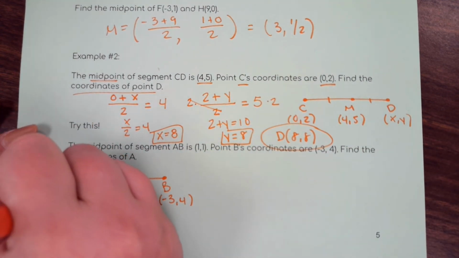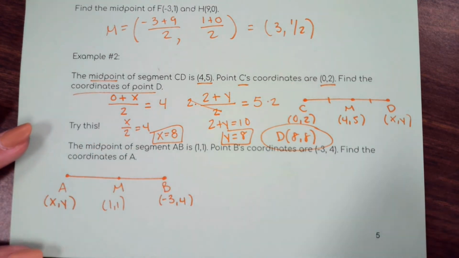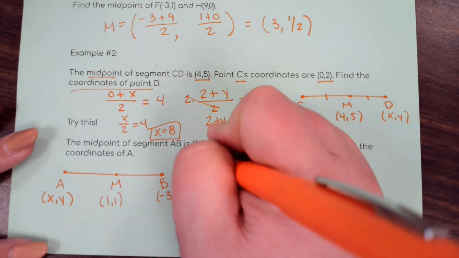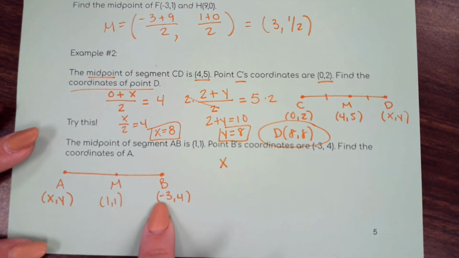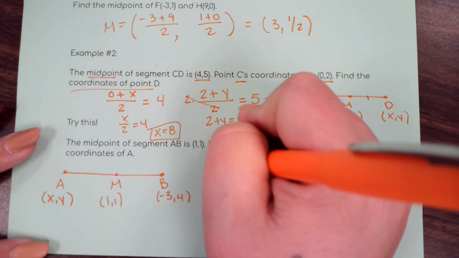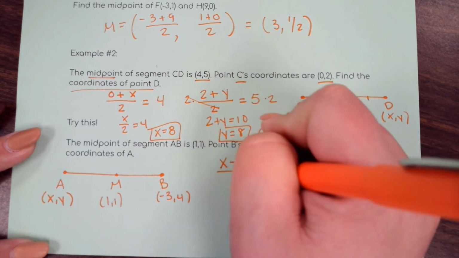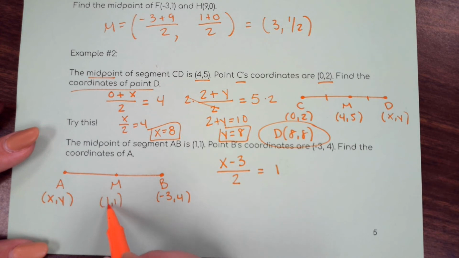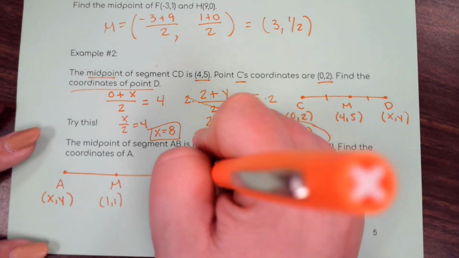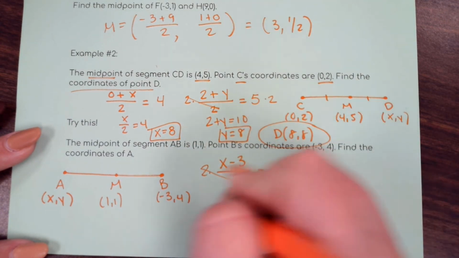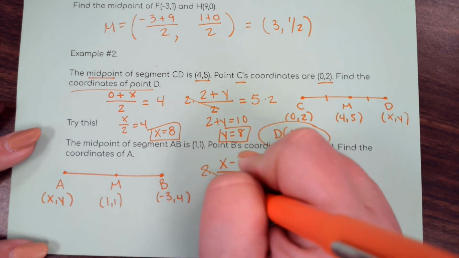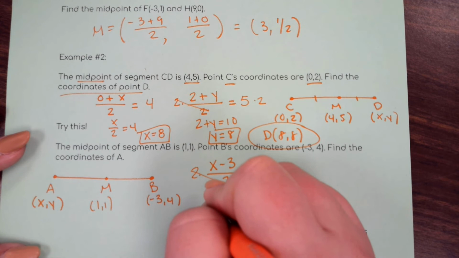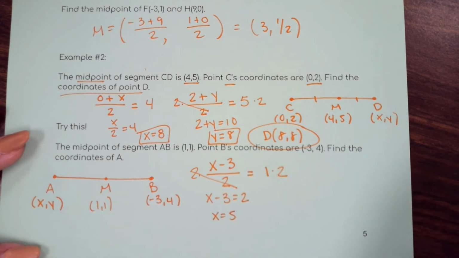So A is our unknown, so we're going to call that (x, y). Now we use our midpoint formula. So x plus -3, or just -3, over 2 equals 1, because that's our midpoint, the x value of our midpoint, right? All right, so we multiply both sides by 2. x minus 3 equals 2. Add 3 to both sides, we get x equals 5.